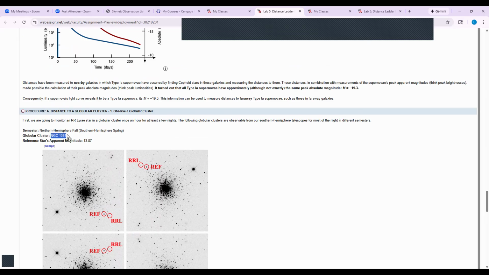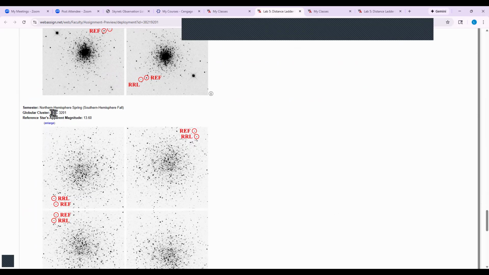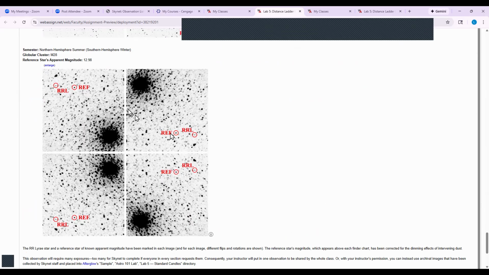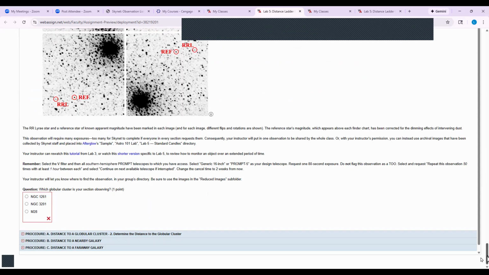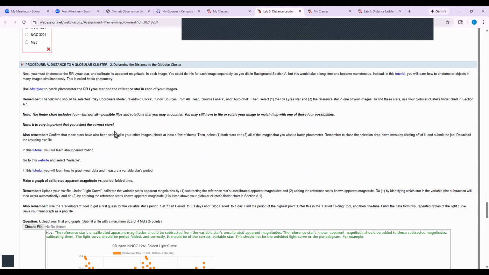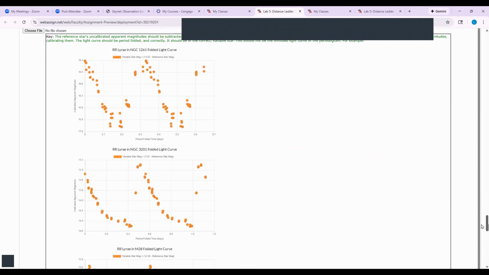These are some examples for the lab activity: NGC 1261. And you don't need to take a picture, but you need to get it from the AstroLab data available. This is 3201, another one. And for all of them, the RR Lyrae and reference star are identified. And this is another globular cluster, M28. And in a similar way, when you do the activity on WebAssign, you choose one of them as you like to proceed. And if you want, you can do it repeatedly, choosing all of them and submitting for all of them, but the last one is going to be saved.